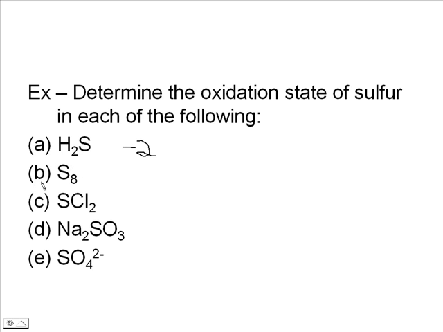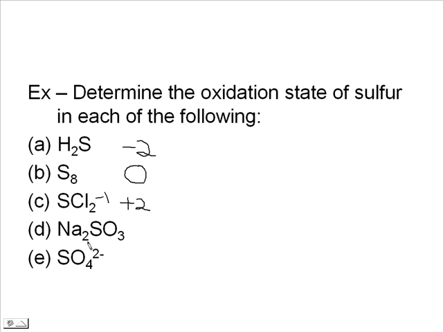In this case, sulfur is all by itself. That must be its elemental form. Therefore, it has a charge of 0. Okay, letter C, sulfur is with a halogen. I can't remember the number, but the rule for the halogens comes before the rules for the oxygen group. So therefore, chlorine is minus 1. That means sulfur must be plus 2.